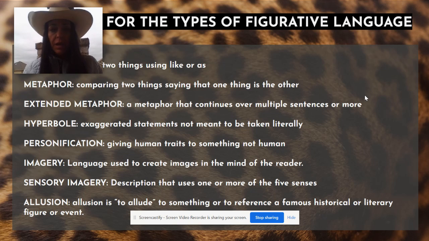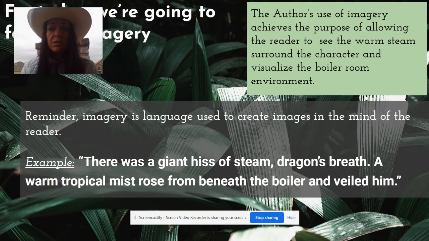Also, I am filming on my front porch, so if you hear cars and stuff, so sorry.